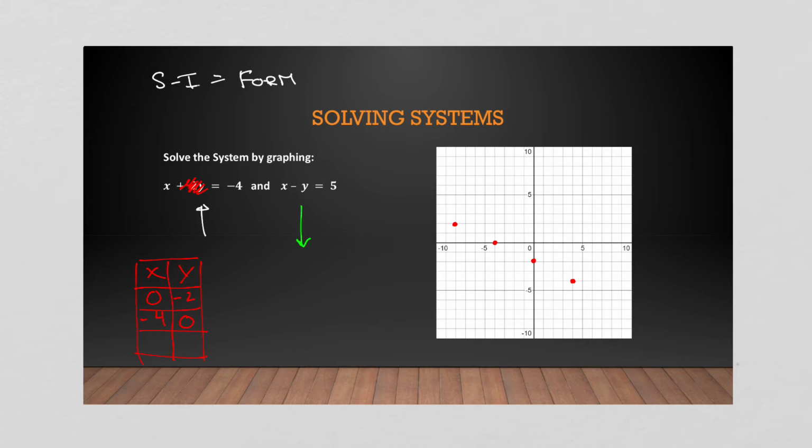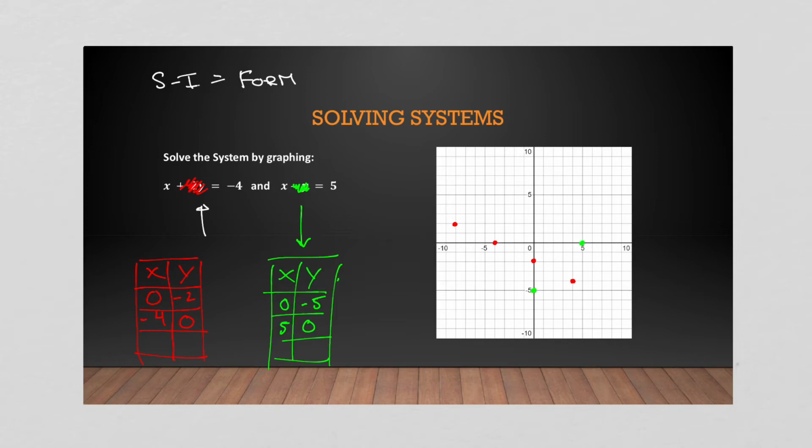Well, this is an easier table of values because I have no coefficients in front of the x and the y. So when x is 0, you have negative y equals 5. Well, that means that y is negative 5. When y is 0, well, again, this one just tells you straight up x is 5. So there's 2 points.